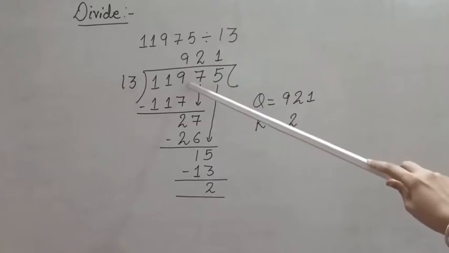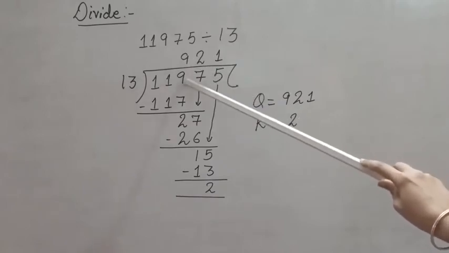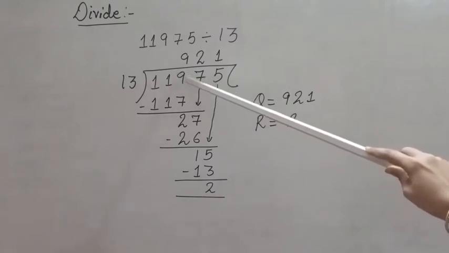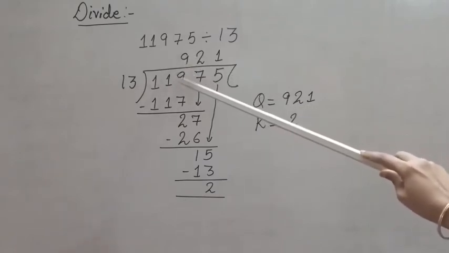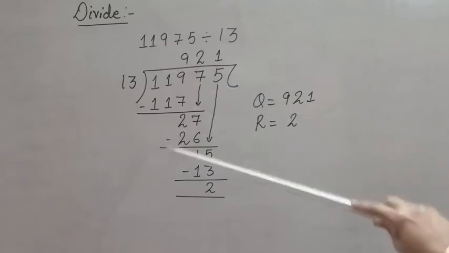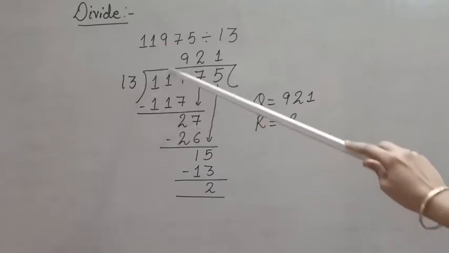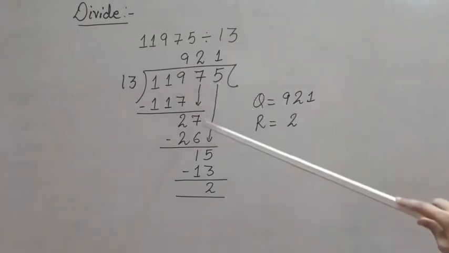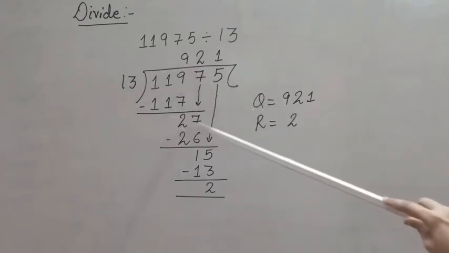I have written this 9 on the top of this 9. Why? Because here I have taken 3 digits. So I will be writing on the top of the third digit, that is 9. Now I will subtract. 9 minus 7, 2, 1 minus 1, 0, 1 minus 1, 0. Next digit I will copy, that is 7. Now my number is 27.